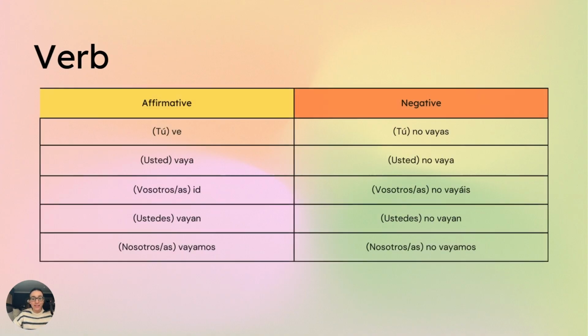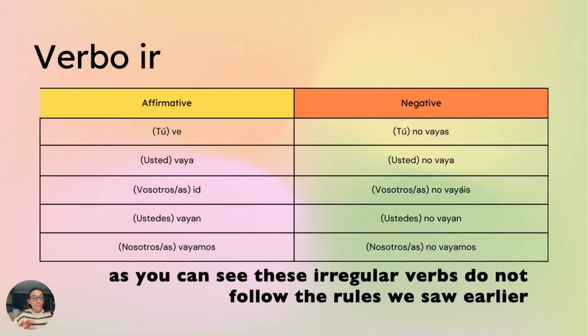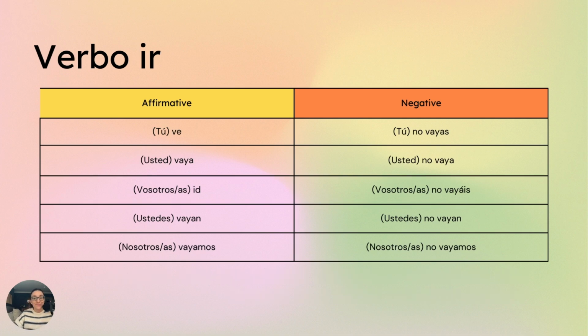Let's have a look at the verb ir, to go, another one of the very common verbs. So we have ve, go, don't go, no vayas. Vaya, no vaya. Id, no vayáis. Vayan, no vayan. Vayamos, no vayamos. I would personally learn it like this or with sentences. So I'll make a sentence and I'll say it in affirmative and in negative, affirmative, negative, so that you learn both.